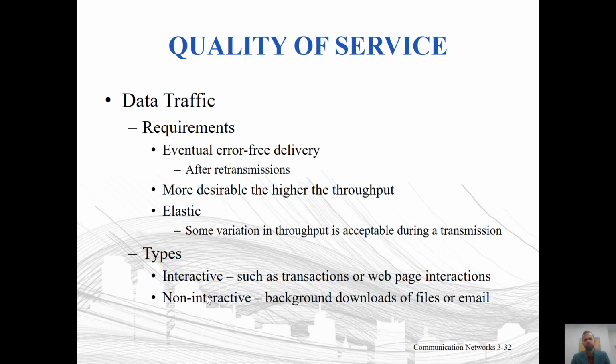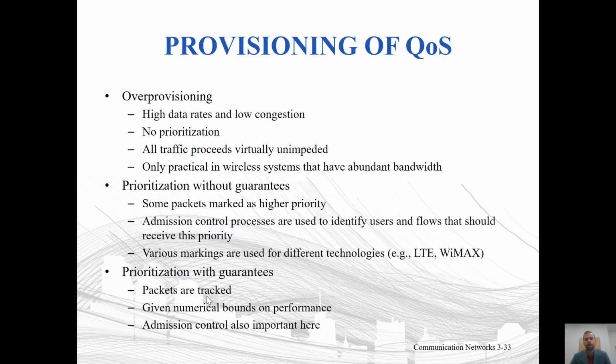Elastic just means some variation in throughput is acceptable during the transmission. And the types are interactive and non-interactive. So such transactions or web page interactions are considered interactive types of data traffic, whereas non-interactive, there's background downloads of files or email is technically a non-interactive type of data traffic.